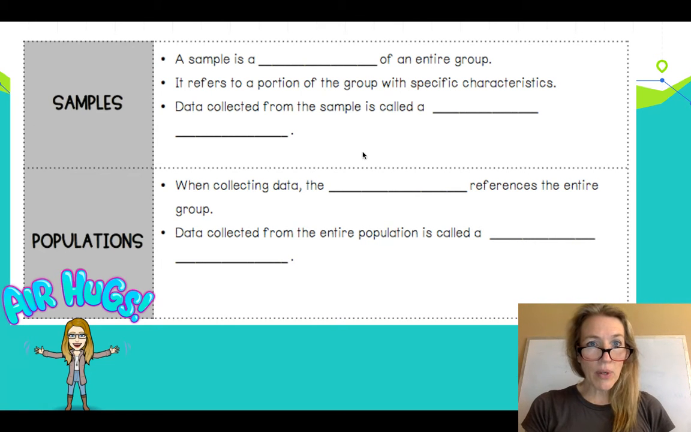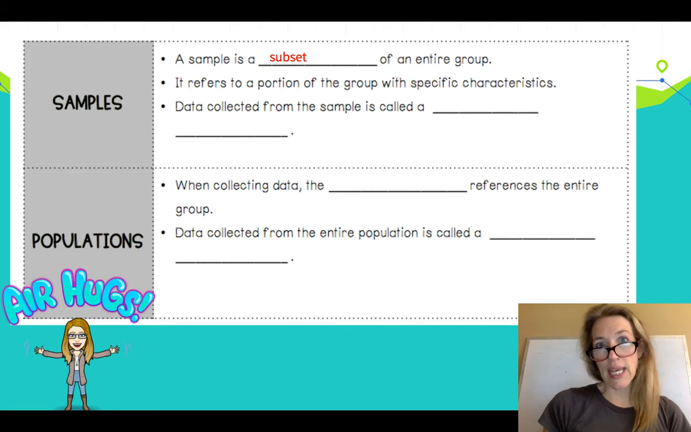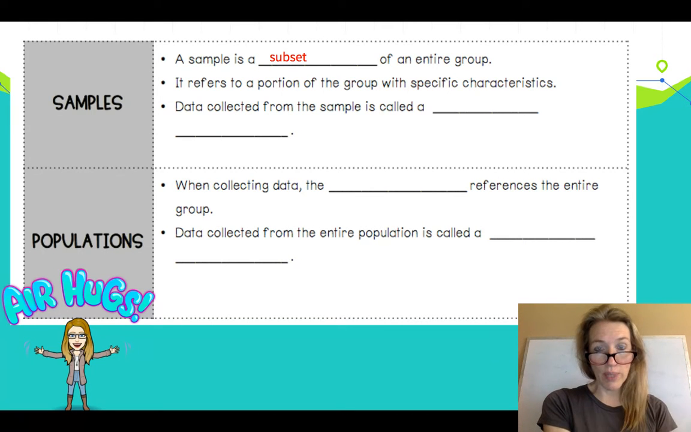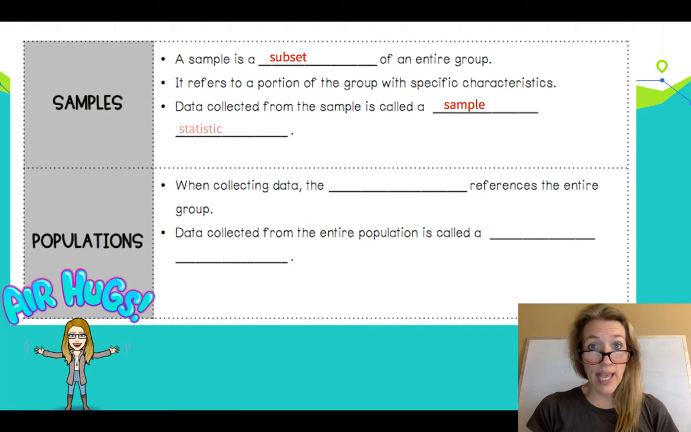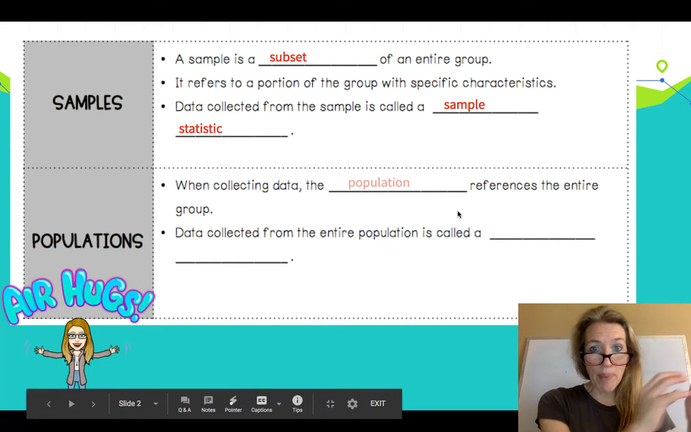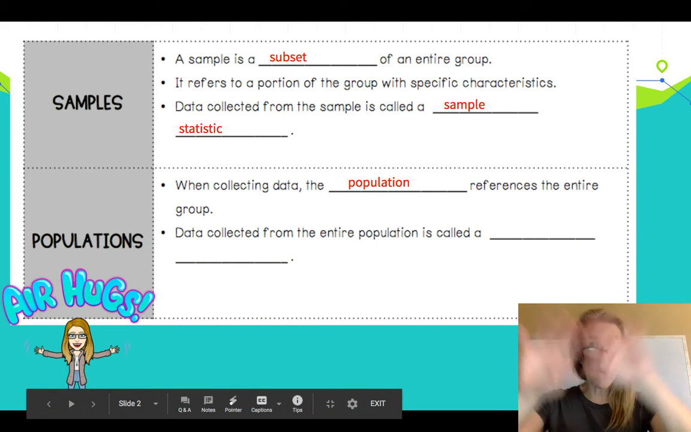A sample, guys, is simply a subset of a larger population. So it usually refers to something that has special characteristics about that population. When we collect data from a sample, we call that a sample statistic. So that, in comparison to a population, refers to the whole big group.